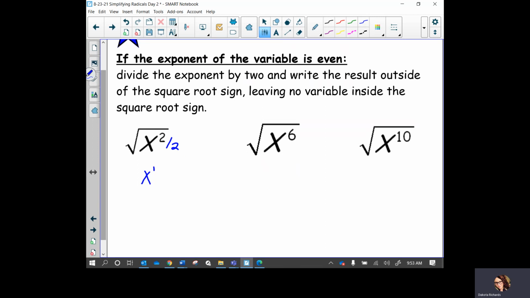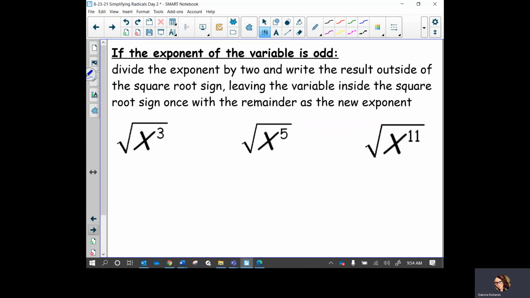Okay. The square root of x to the 6th power, sorry, not a 6. You divide that 6 by 2. 6 divided by 2 is 3. So the square root of x to the 6th is x to the 3rd, or x cubed. And then x to the 10th, if you divide that by 2, you get x to the 5th. Okay. So basically, if it's got an even exponent, it's nice. You just divide by 2 for the exponent.